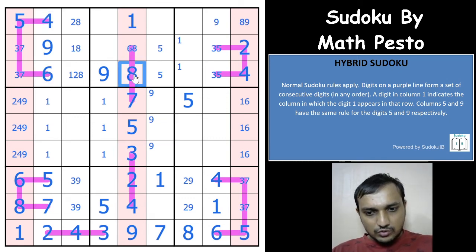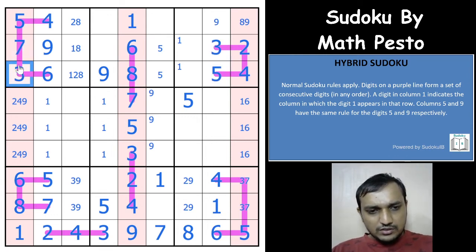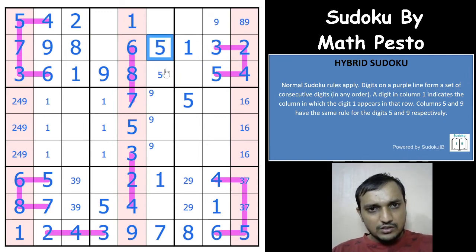4 here. That gives you 8. 6. That 8 gives you a position of 5. That gives you 7 and 3. That 7 gives you position of 1. 3 gives you position of 1 here. That is 8 and 2. This Sudoku is getting done. That gives you a 5 here. Sorry, 5 here.